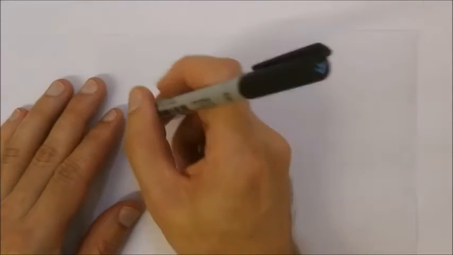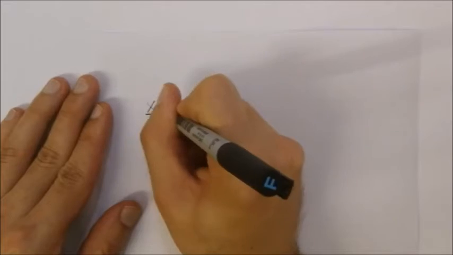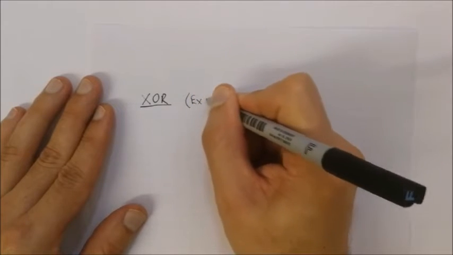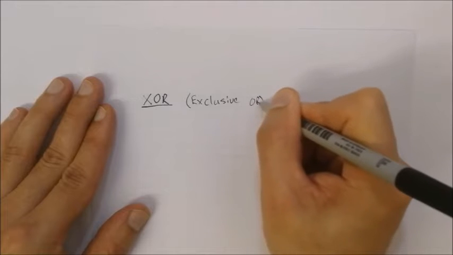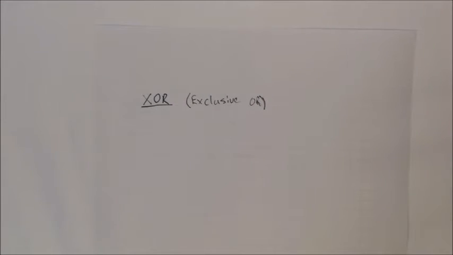Now there's one more gate that we're going to be looking at, which is something that's a little bit different to what you might have seen in the past. That is known as the XOR, or also maybe pronounced as the XOR gate, and this stands for exclusive OR.